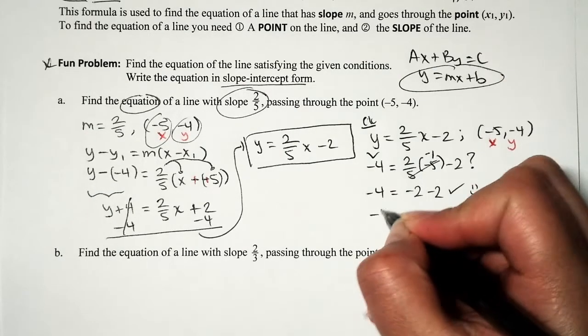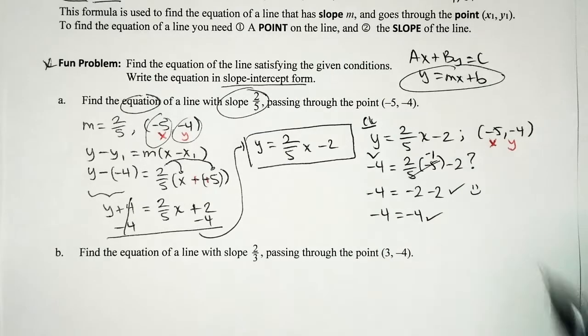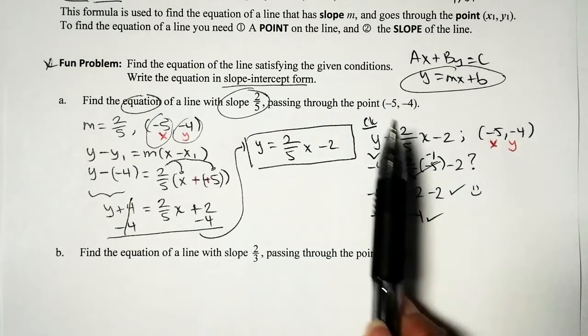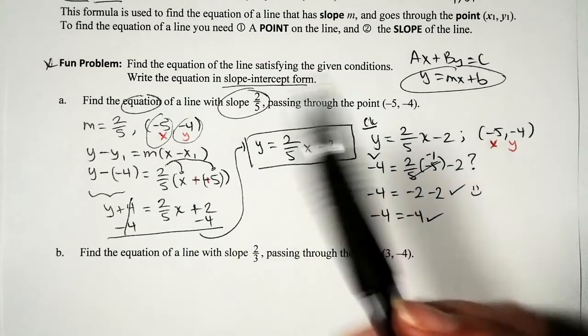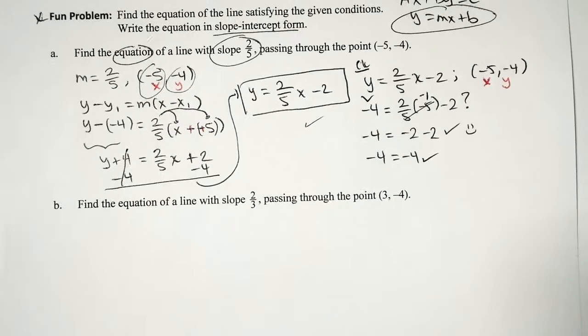If you want to finish the statement, go for it. Okay, so this checks out, which means since -5, -4 is the solution of my equation, then our answer is correct. Cool. All right, let's go ahead and do problem B.